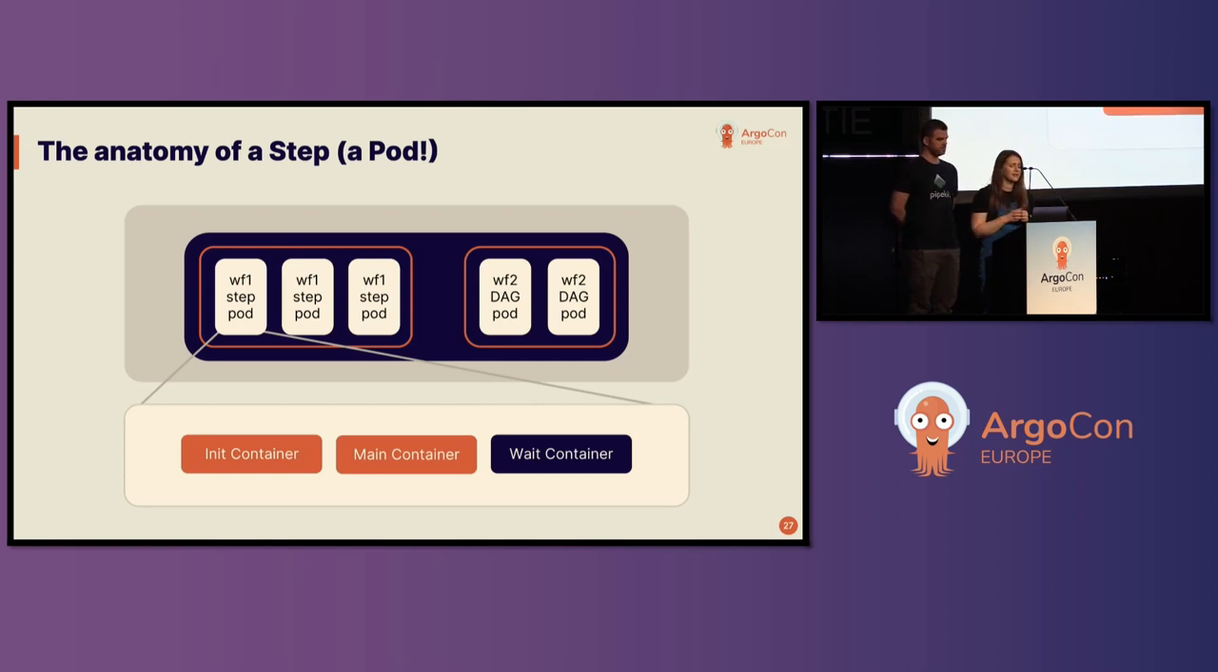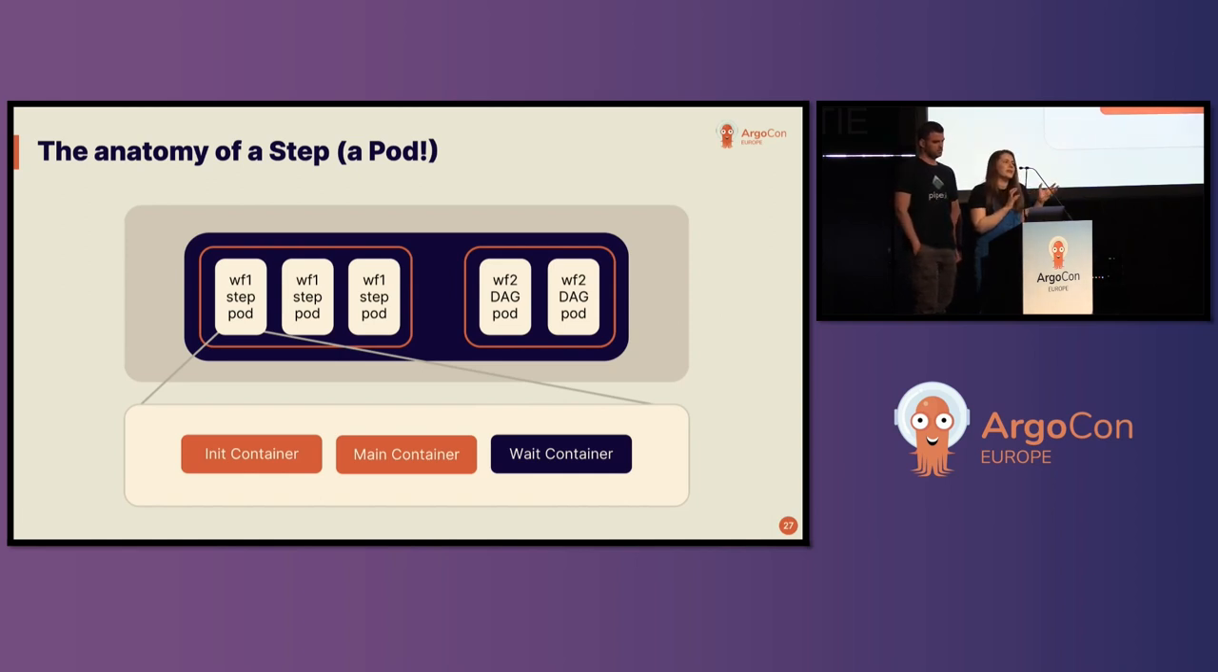First, we have an init container, and this does what we would expect it to. It runs first when our pod starts, before the main container, fetching artifacts, parameters, making things available. Once we have those dependencies, our main container can run. And this is what is actually executing the desired actions for our step.